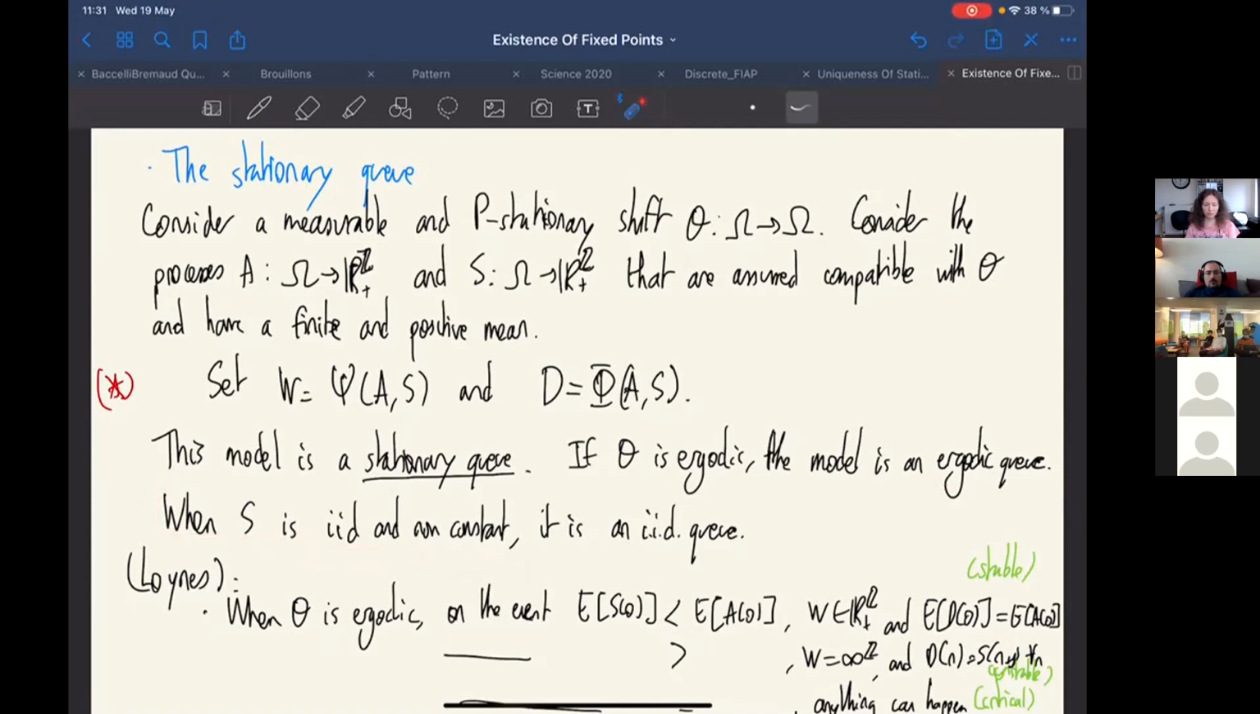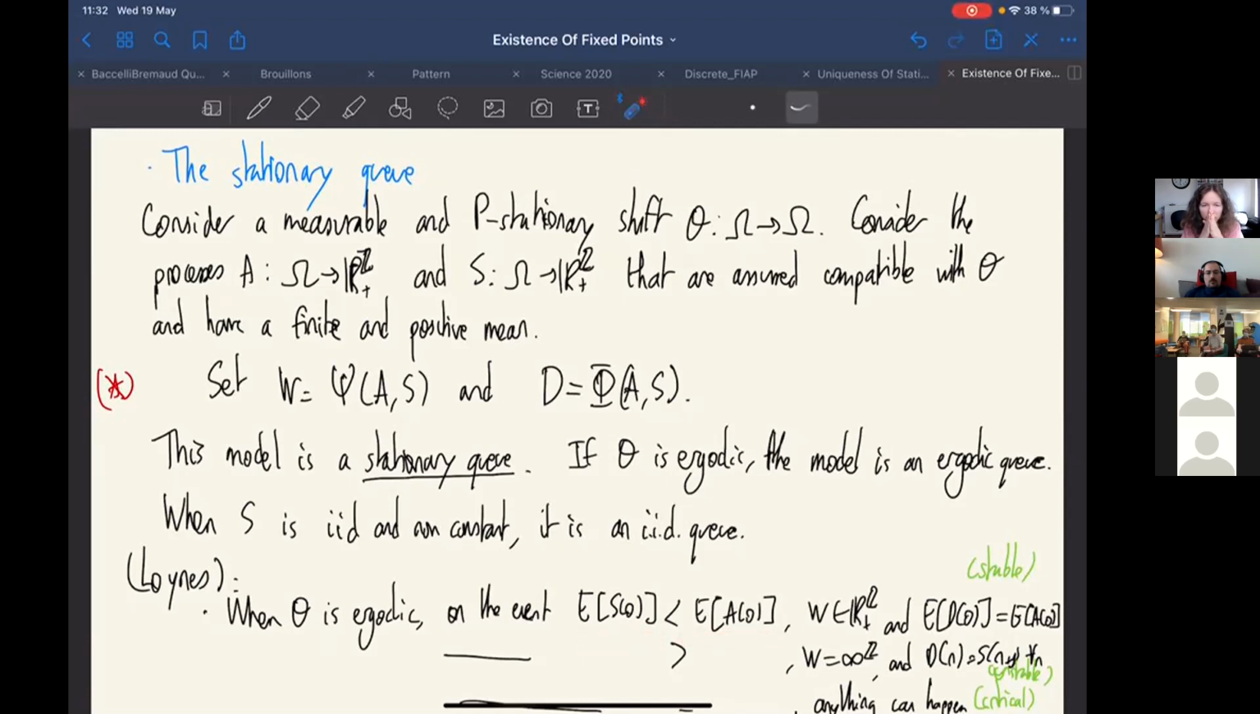So if we take the GI/GI queue, and the service times are i.i.d. and non-constant, we say it's an i.i.d. queue. For ergodic queues, there's a theorem by Loynes, which gives conditions for the stability and instability of the queue. As a reminder, instability means that the workload goes to infinity, and stability means that it stays finite. Basically, this result says that when you have an ergodic queue, it's all conditioned by the mean values of the service times and the inter-arrival times.